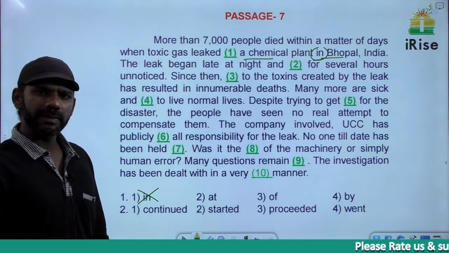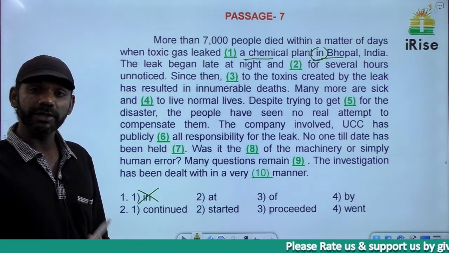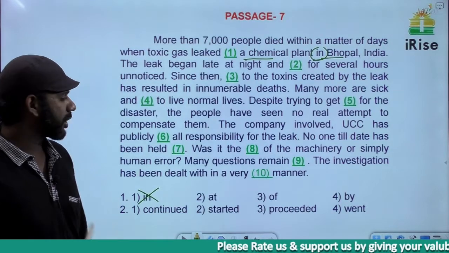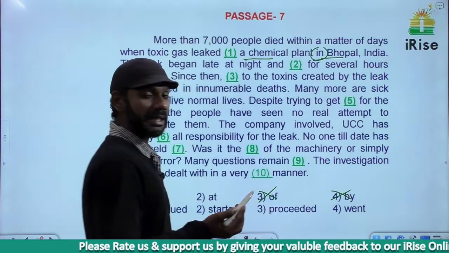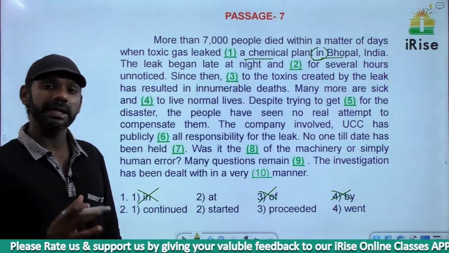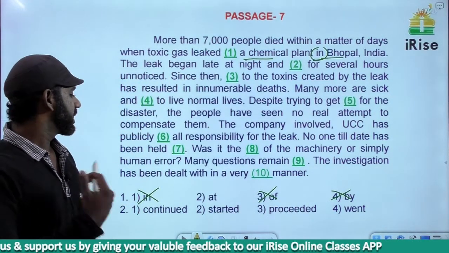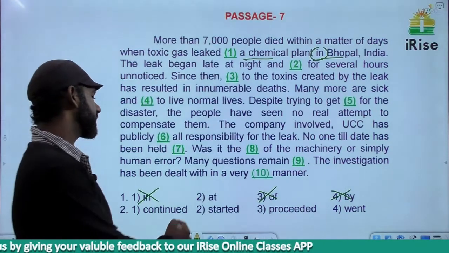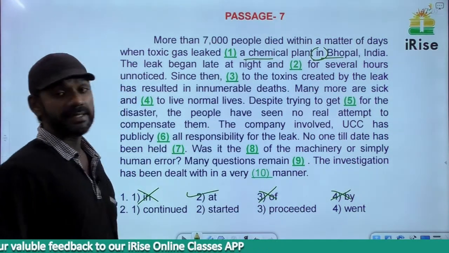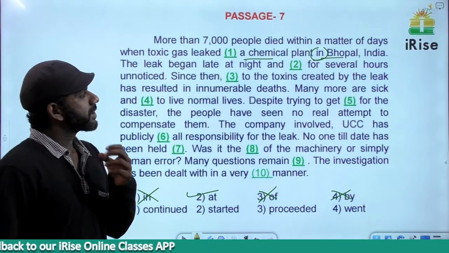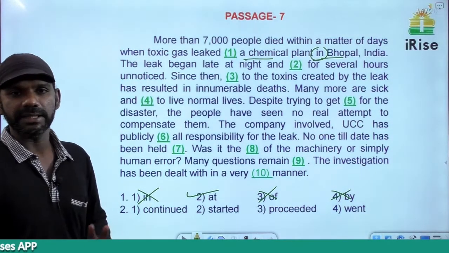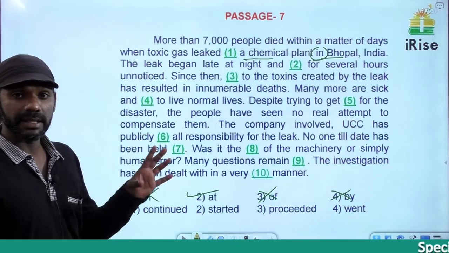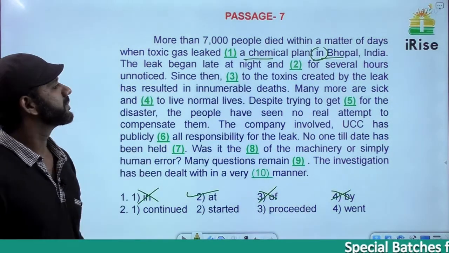Leaked of a chemical plant, the preposition of is for possession. There's no possession talked about here, eliminated. By a chemical plant means a chemical plant did the action. The chemical plant in fact did not do the action. So based on that, by is eliminated, the answer must be at. The exact place is a chemical plant. So toxic gas leaked at a chemical plant in Bhopal, India. The exact place is a chemical plant in Bhopal.